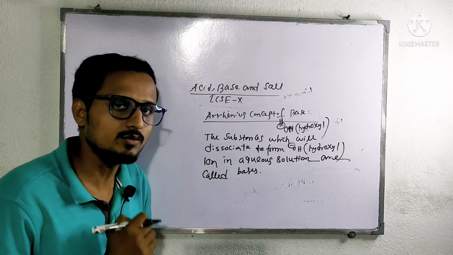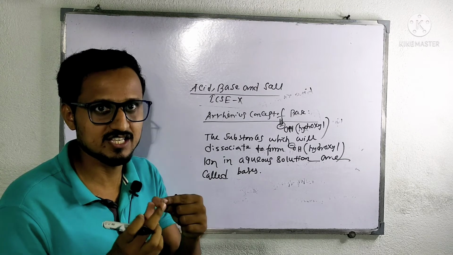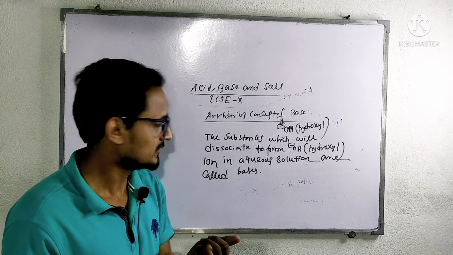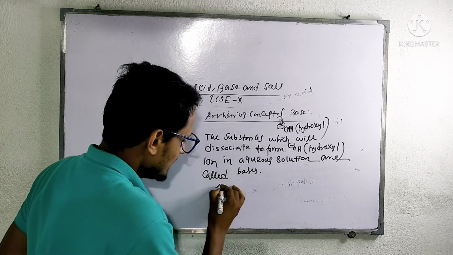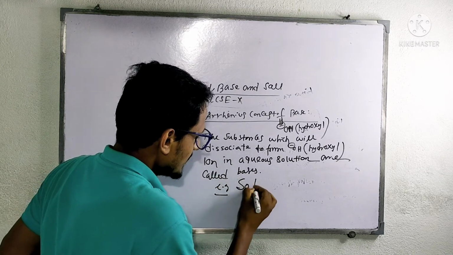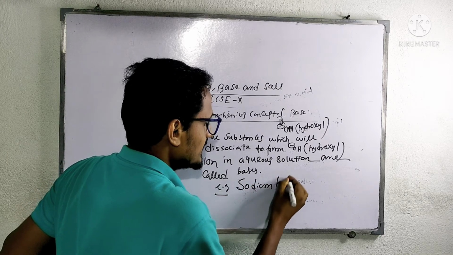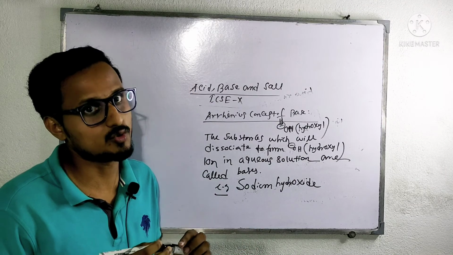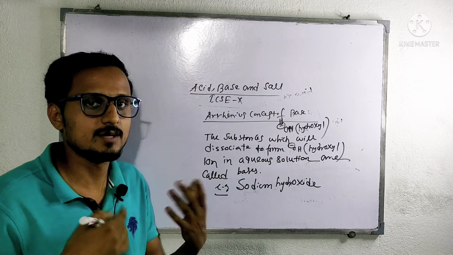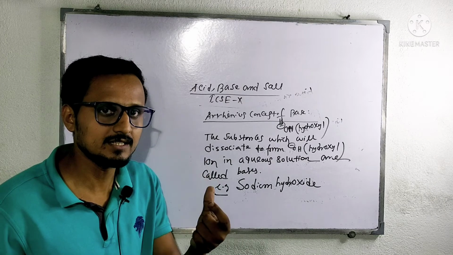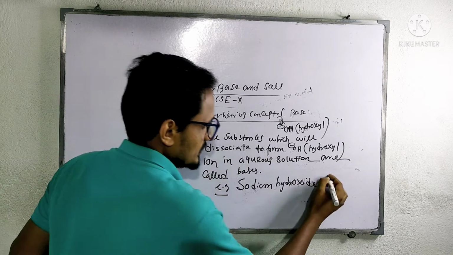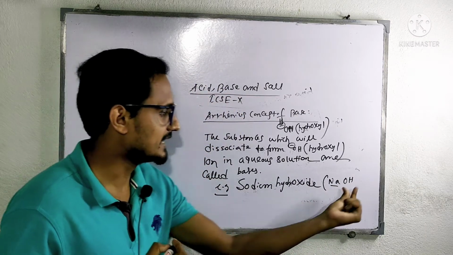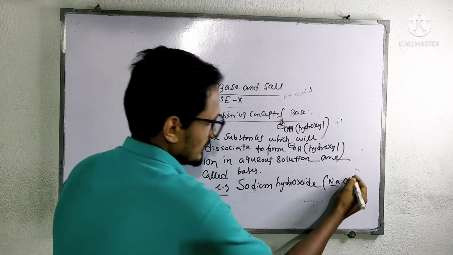Now the compound which has OH in the formula will furnish OH minus, otherwise it can't. Examples are sodium hydroxide. The name of the base will end with hydroxide if it has OH. Sodium, the name of the metal, and after that hydroxide, like NaOH. In NaOH, Na is the metal, so sodium, and end with hydroxide: sodium hydroxide.